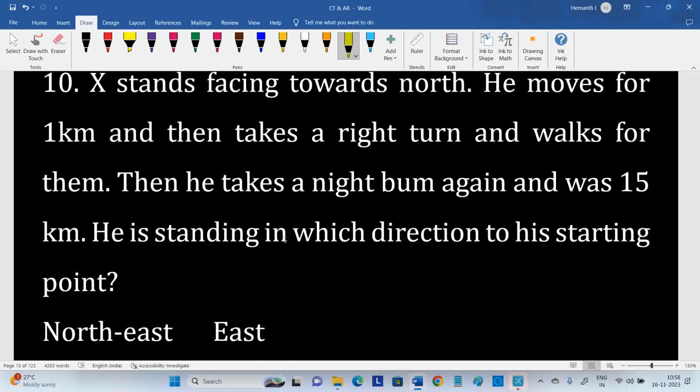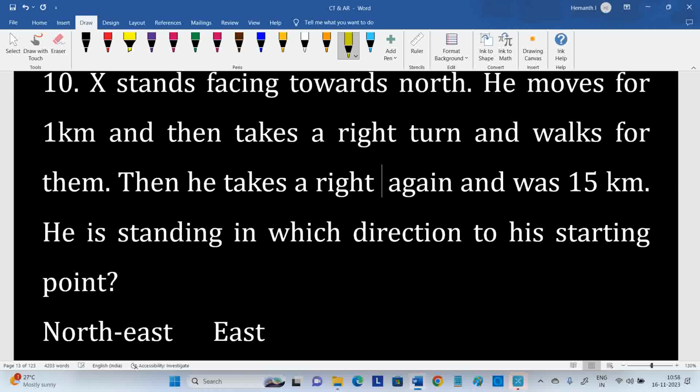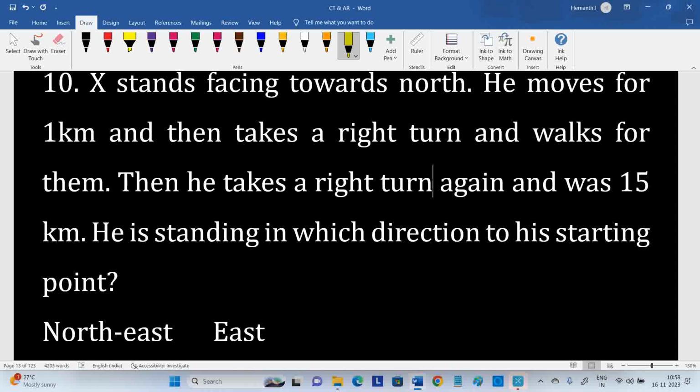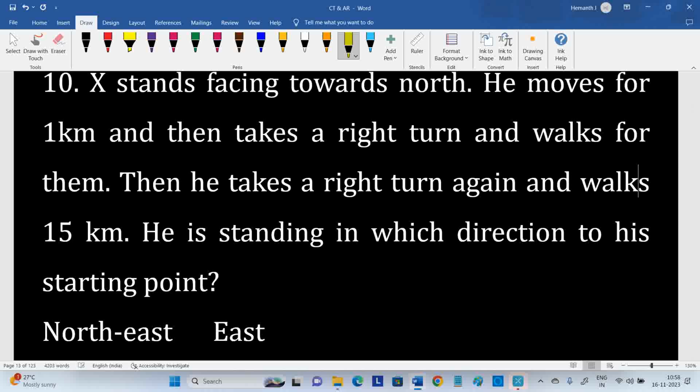X stands facing towards north, then he moves 1 kilometer and then takes a right turn and walks some distance, let's say 4 kilometers or something like that. Then he takes a right turn again and walks 15 kilometers. Don't expect company people to give questions directly for us. You people know, some typing mistakes will be there. Don't worry about it. Here walks for 2 kilometers or 4 kilometers, you take.